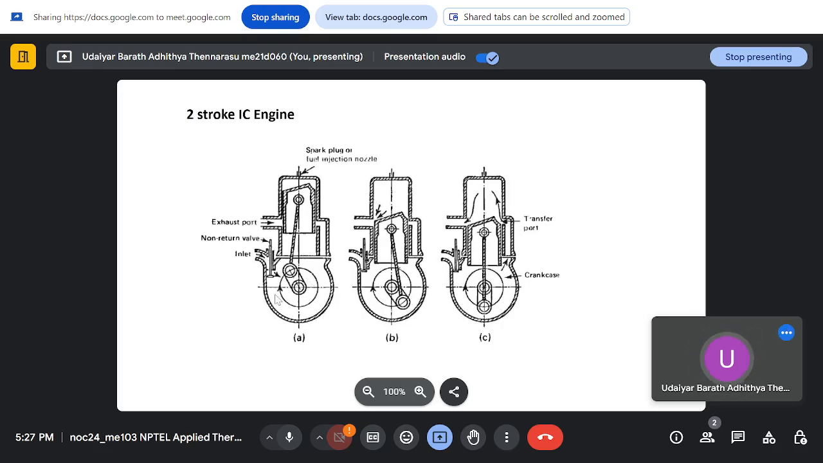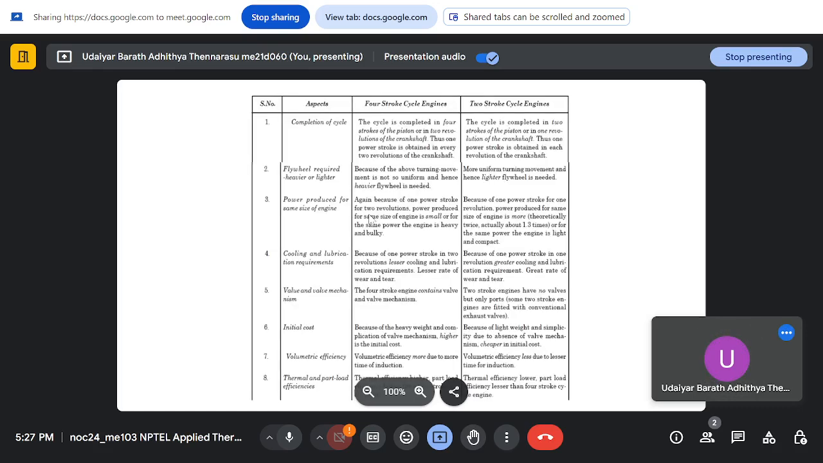In a 4-stroke engine it takes 4 strokes, or 2 rotations of the crankshaft, for the cycle to complete, but in a 2-stroke engine a single rotation finishes the whole cycle. So comparing the two, the flywheel required is heavier in a 4-stroke engine, because you have only 1 power stroke and for the other 3 processes you get the energy to drive it from the flywheel.